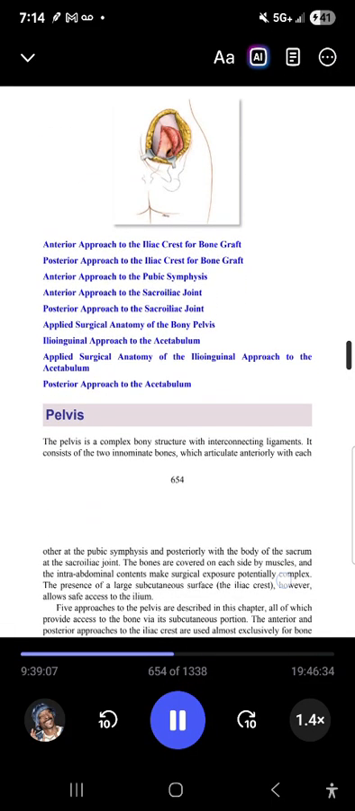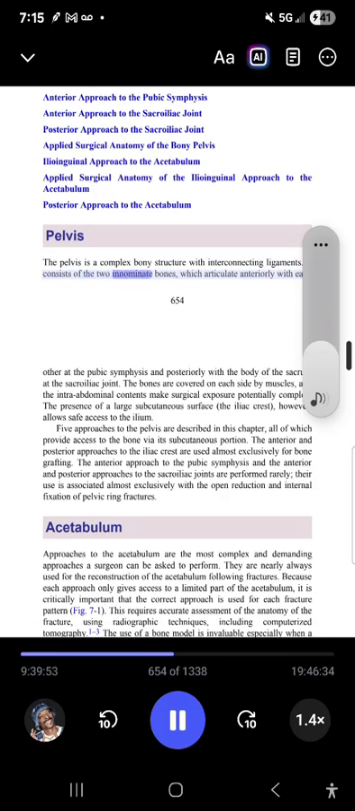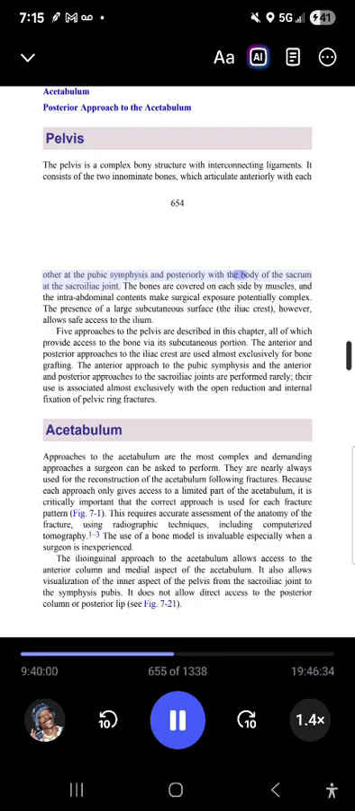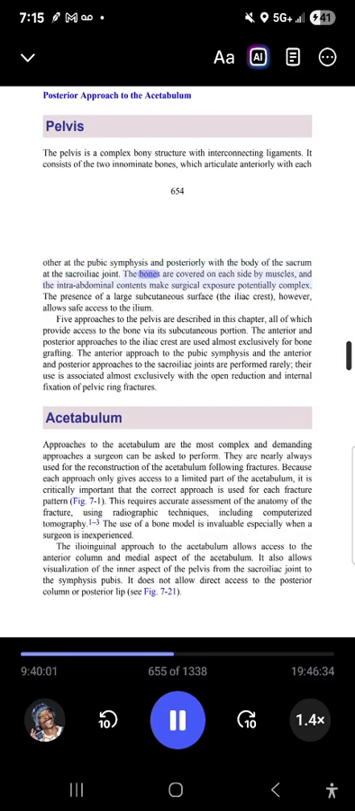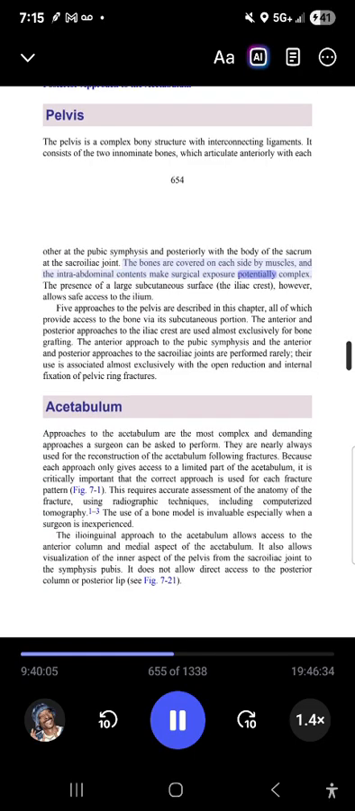7. Pelvis and acetabulum. Anterior approach. The pelvis is a complex bony structure with interconnecting ligaments. It consists of the two innominate bones, which articulate anteriorly with each other at the pubic symphysis and posteriorly with the body of the sacrum at the sacroiliac joint. The bones are covered on each side by muscles, and the intra-abdominal contents make surgical exposure potentially complex.